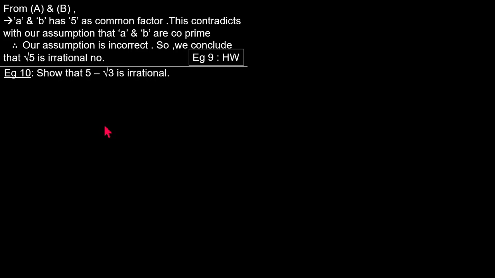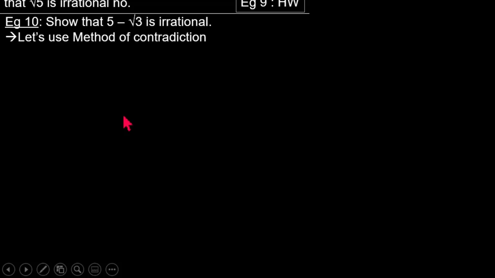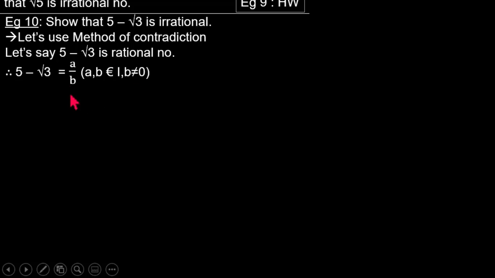Example 10, show that 5 minus root 3 is an irrational number. So, let us use the method of contradiction, same steps. Let's say it's a rational number. Since it's a rational number, we can express it as a by b, where a, b belong to integers, b not equal to 0. So, if we rearrange this, we can write root 3 equal to 5 minus a by b.